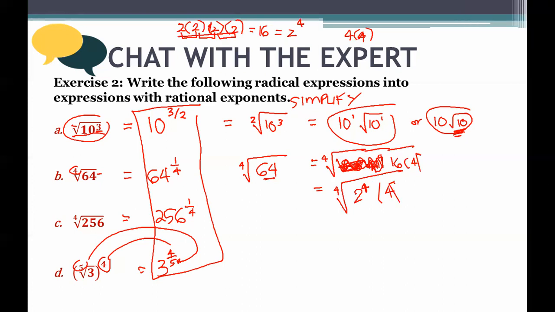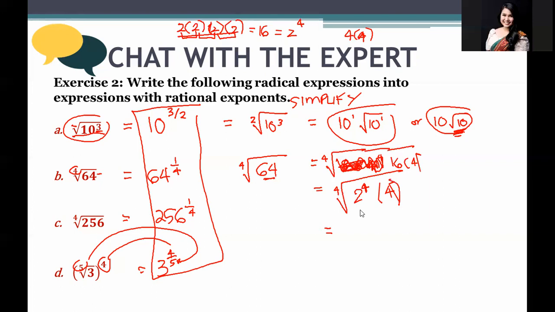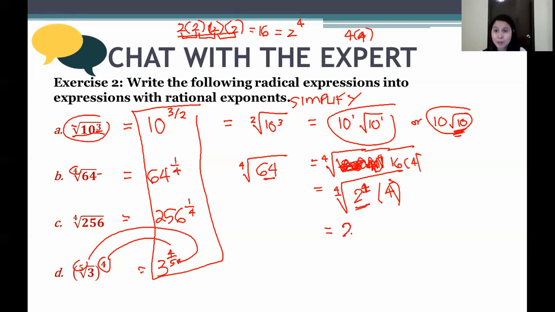Now, here, let's start first with 2. 4 divided by 4, the answer is 1. So we place 2 to the power of 1 outside. How about 4? You could not simplify it anymore. So it's left inside, like that. So any questions?